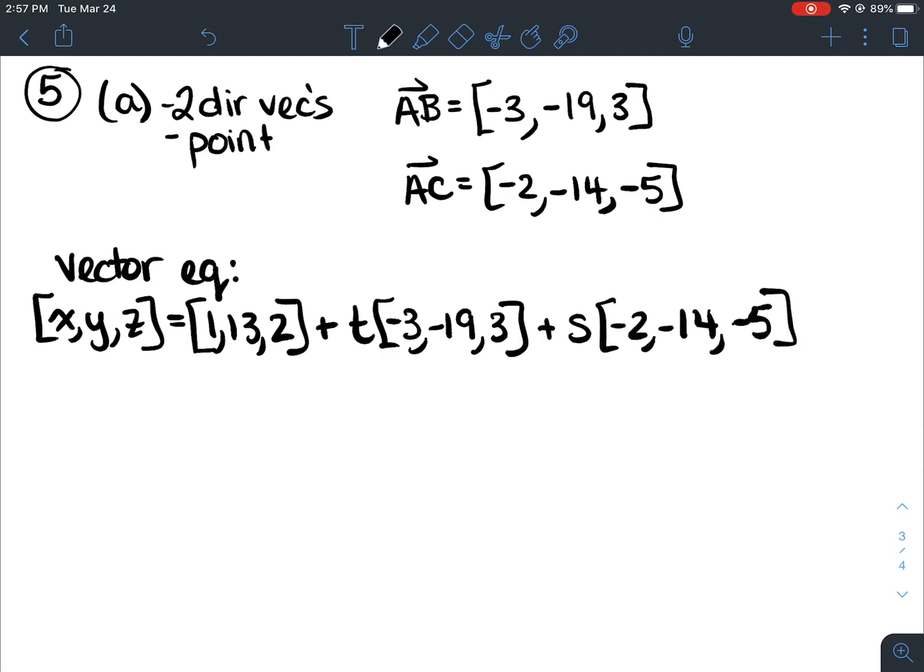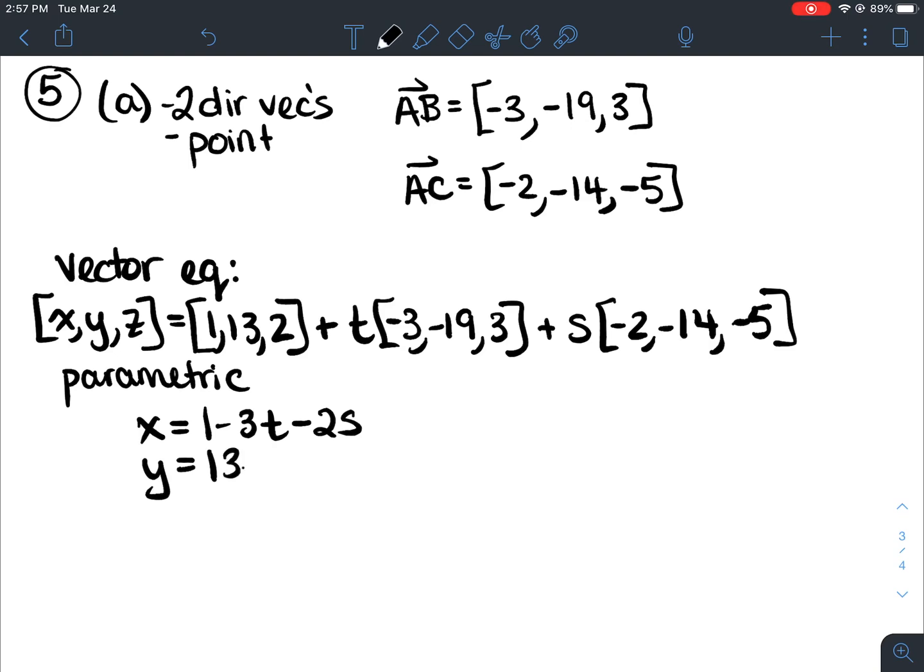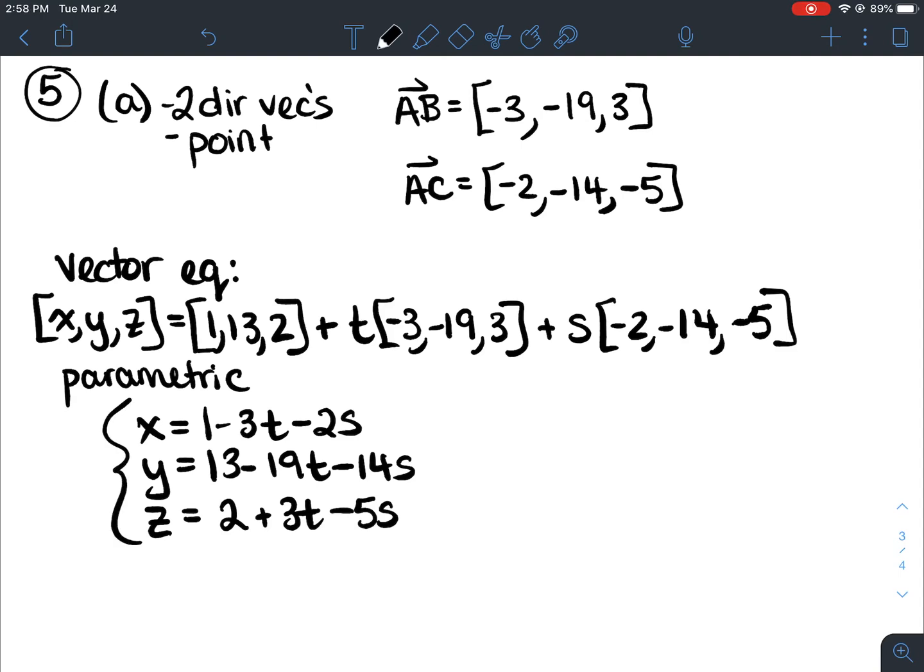So even if you used vector BC or CB or CA, it doesn't matter. Just pick 2, just get the vector between 2 points, and you're good. Okay, and then our parametric equations are just when you do the x, y, z. So I got x equals 1 minus 3t minus 2s, y equals 13 minus 19t minus 14s, and z equals 2 plus 3t minus 5s. So those are my parametric equations for part A.